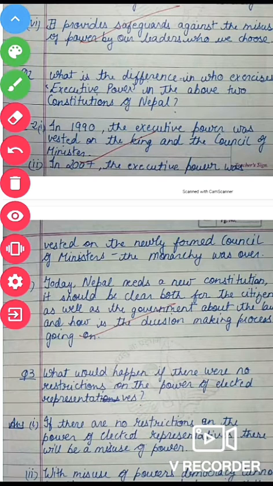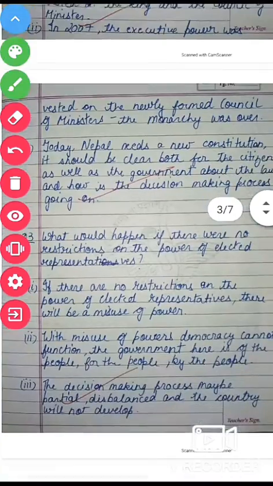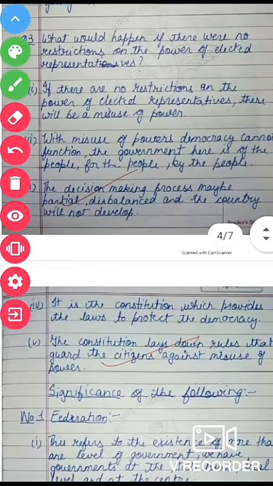Then in 2007, the executive power was vested in the newly formed Council of Ministers. Monarchy was over in 2007. Remember that. Third, today Nepal has a new constitution. It's clear both for the citizens as well as the government how the decision making process is going to go on. Okay, guys. Moving on to the third question.